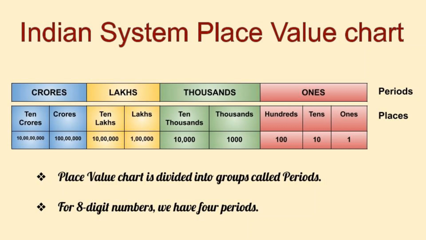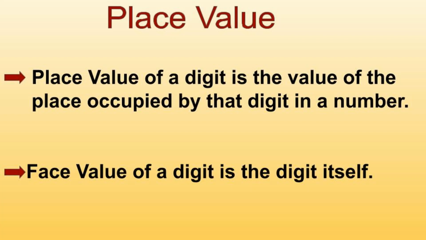What is the necessity of understanding the place value chart? It helps us to find the place value of a digit in a number, and also it helps us to compare numbers. The place value of a digit increases by 10 times as we move from the ones place to the left. Place value of a digit is the value of the place occupied by that digit in a number. And what is meant by face value? Face value of a digit is the digit itself.